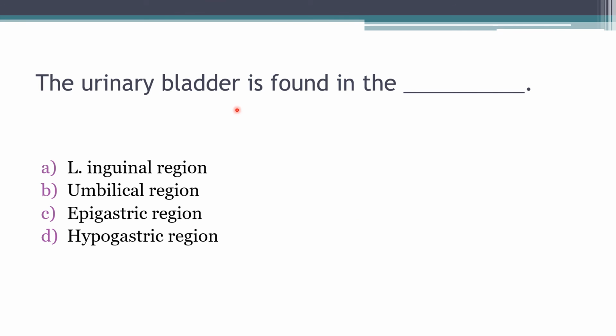All right, so quick question. This will show you, aside from identifying the different regions, a question that I might ask you. The urinary bladder is found in the blank. Okay? Where is the urinary bladder found? Okay? So the urinary bladder is going to be found in D, the hypogastric region, or sometimes called the pubic region.